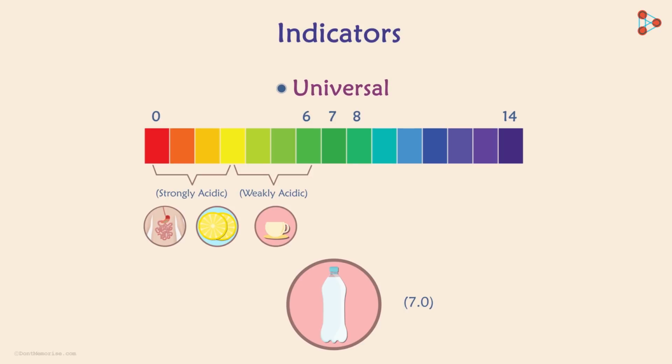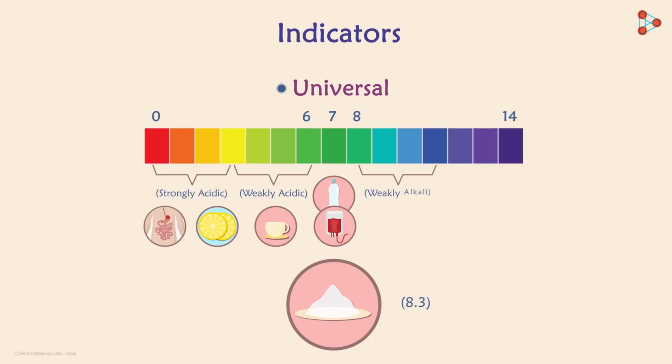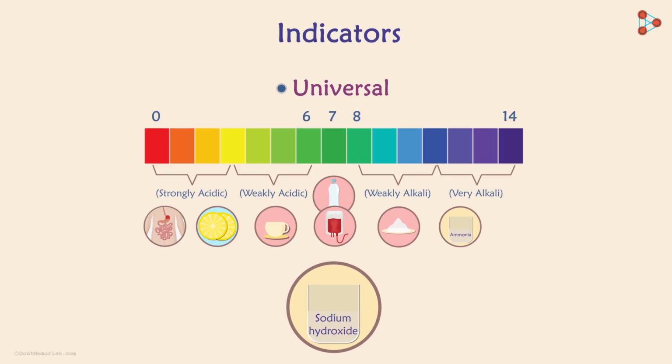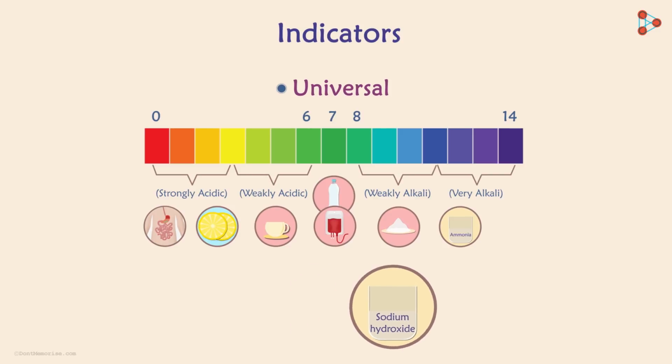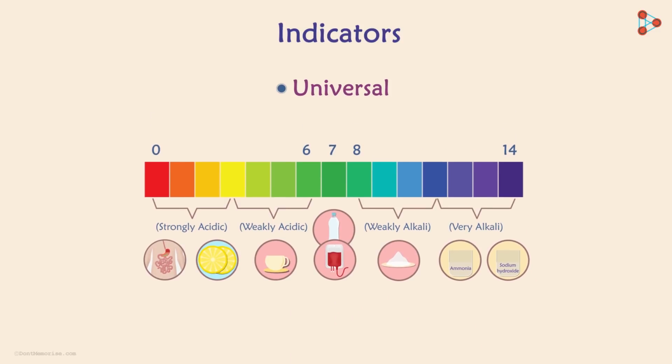Totally neutral. And human blood has a pH of about 7.3 to 7.5. Baking soda has a pH of around 8.3, which tells us that it's weakly alkali. Household ammonia has a pH of around 12. Yes, very alkali. And a sodium hydroxide solution has a pH of close to 14. Extremely basic.